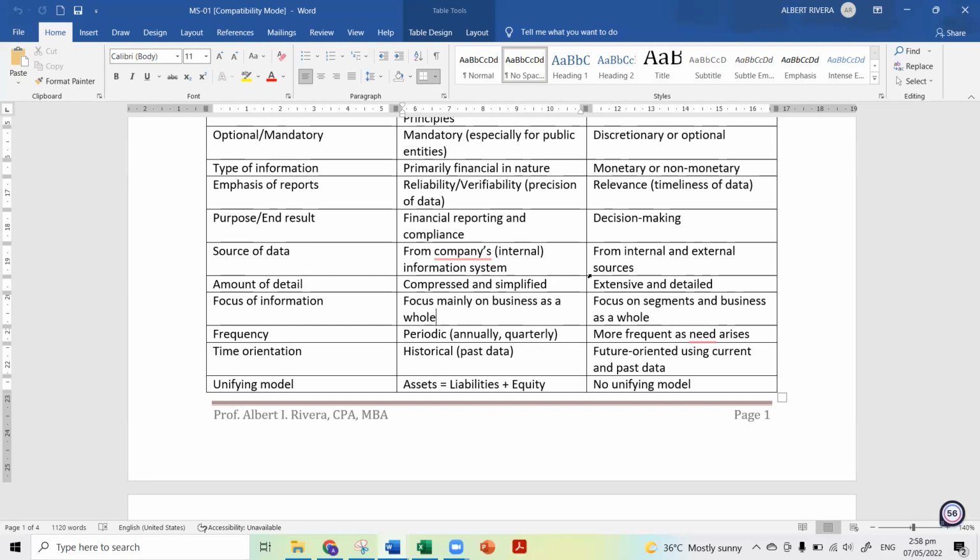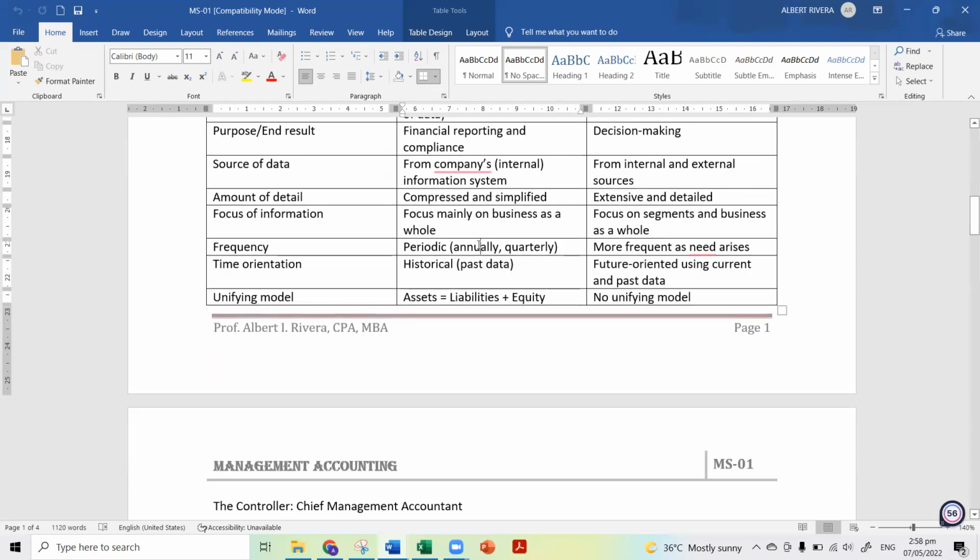Okay? Frequency. Ito, kailangan periodic yan. Meron ka pa nga interim dyan eh. Di ba? May topic pa tayong interim reporting. Okay, and that should be prepared annually, no? Ito, depende kung gaano kagusto ni management. Okay? That is more frequent as the need arises. Mas maganda ang managerial accounting if you will focus on manufacturing. Mas gamit siya. Time orientation, historical, ito future-oriented, using current or past data.